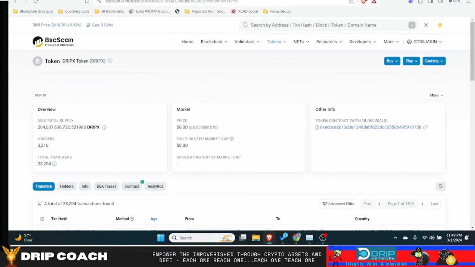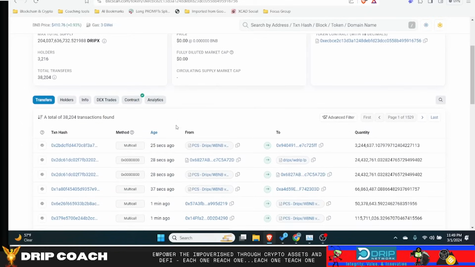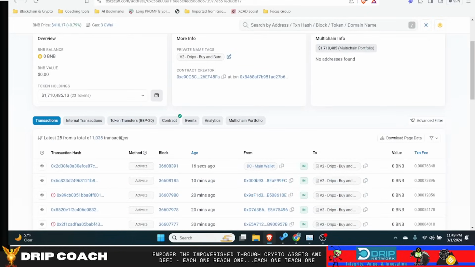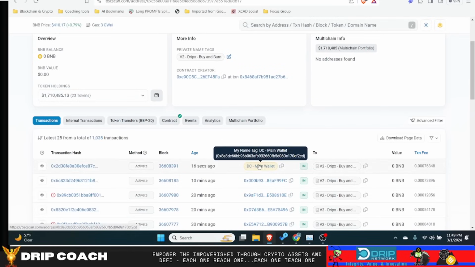the 4,167 BNB. I'd have to go to the actual BNB to show you. But anyway, this is the actual contract. Here we go. 4,163. So that needs to be refreshed. But anyway, you see this is my wallet. I labeled it Drip Coach main wallet, and I actually called that. It's not 16 seconds ago.